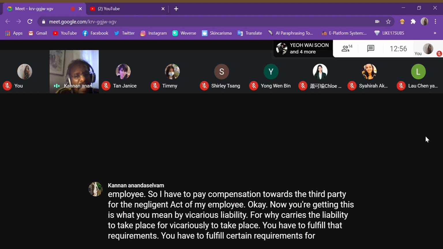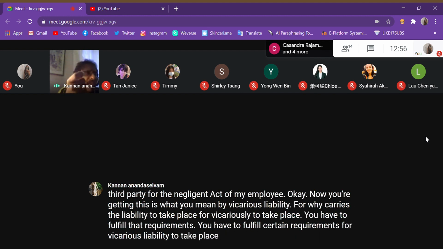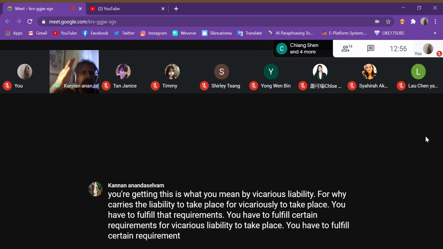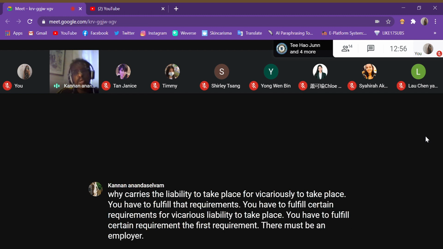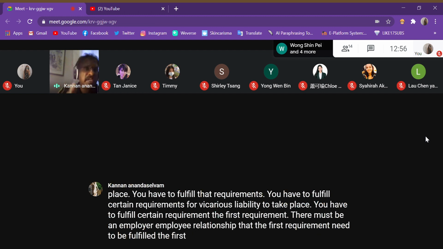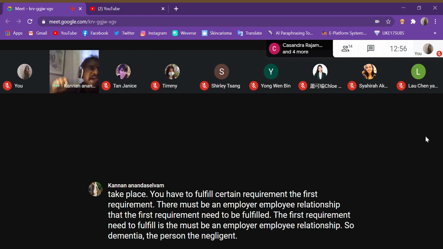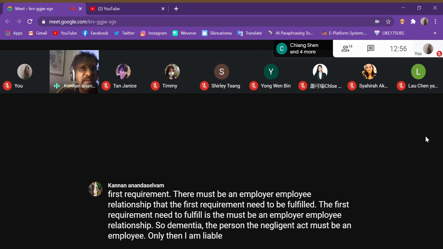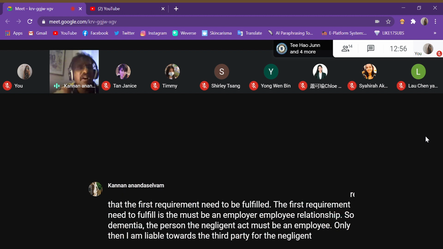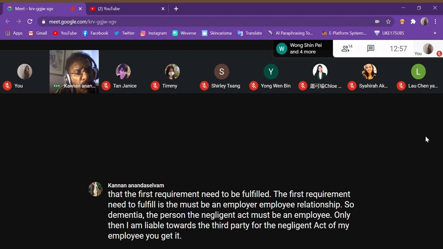For vicarious liability to take place, you have to fulfill certain requirements. The first requirement is that there must be an employer-employee relationship. That means the person who has done the negligent act must be an employee. Only then am I liable towards the third party for the negligent act of my employee. You get it?